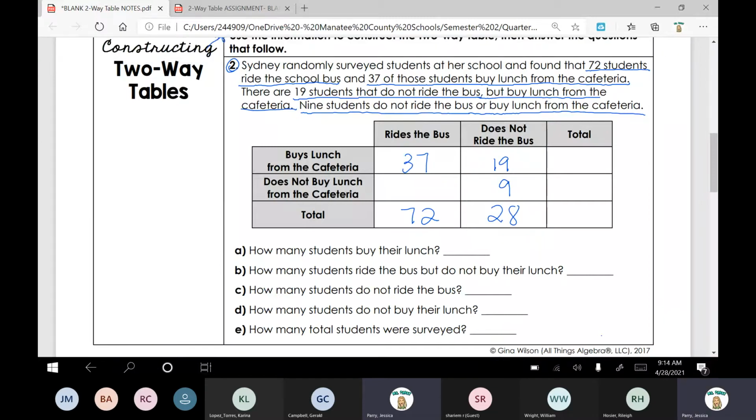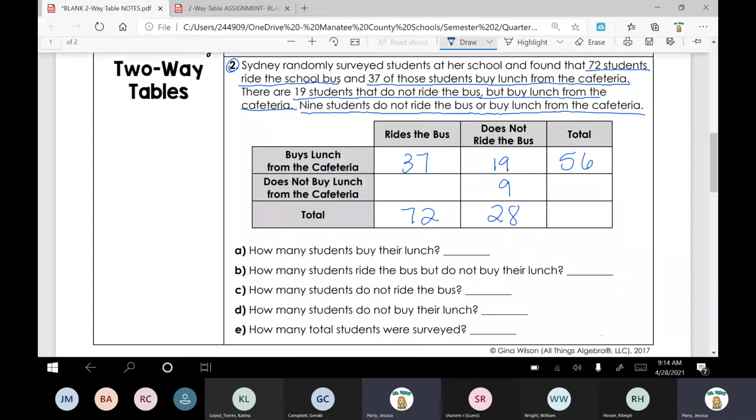There's a couple of different ways we can go on to this. Let's do this one next. Our buys lunch from the cafeteria. Okay, so we know we've got 37 and we've got a 19. What's our total? Add those two numbers together, 37 plus 19, and then we get 56. Awesome. Okay, let's see if there's any others that are fairly easy.